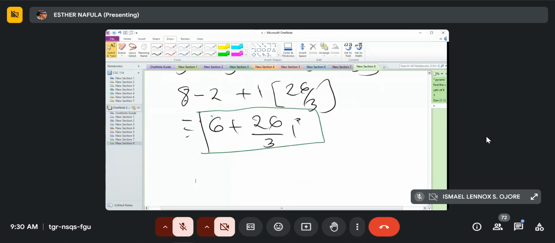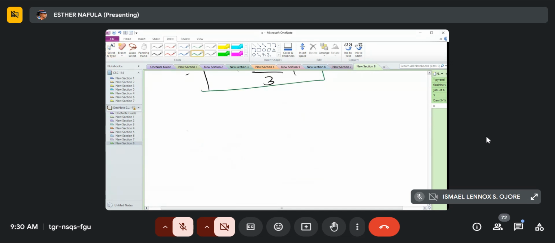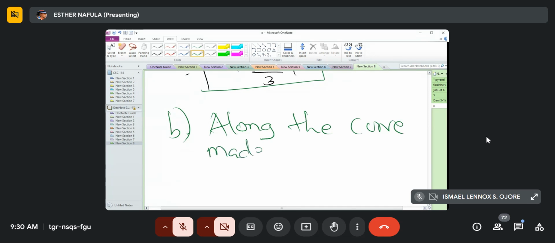Part B. Part B, we want to evaluate this integral along the curve made up of 2 line segments.